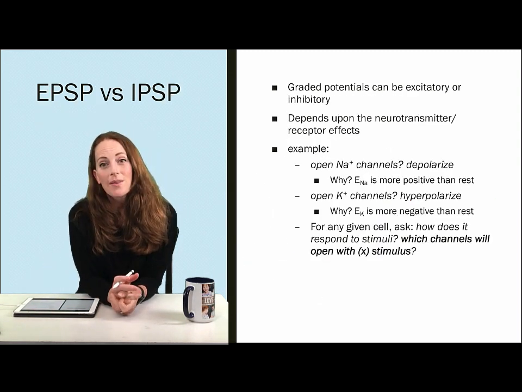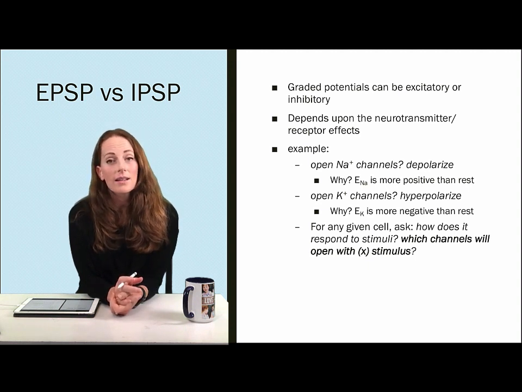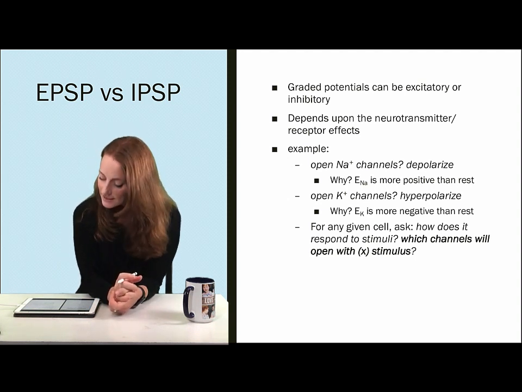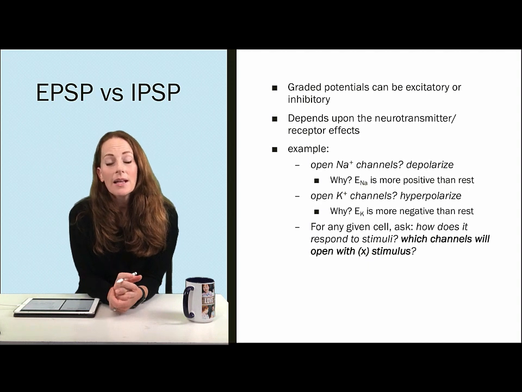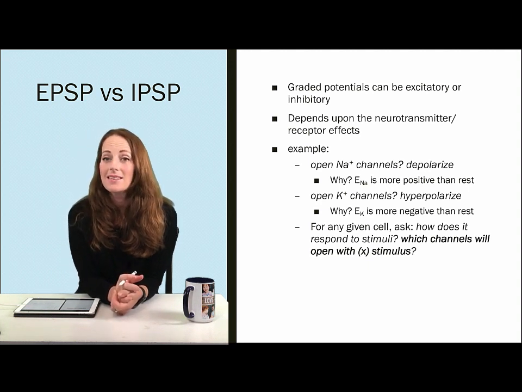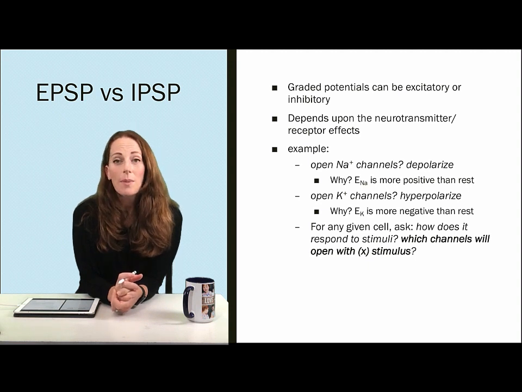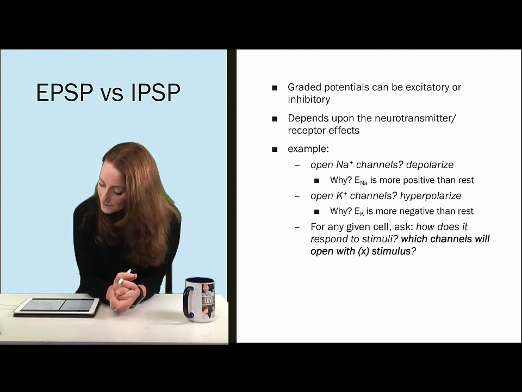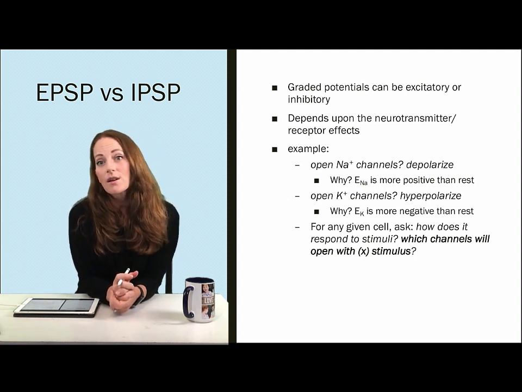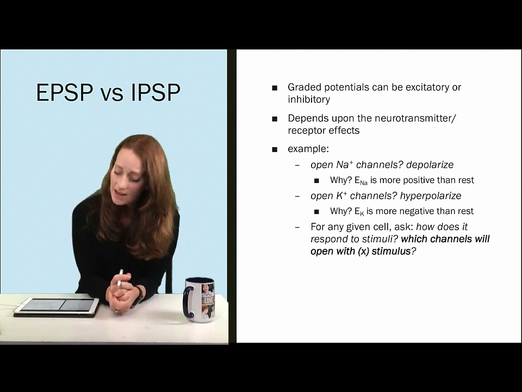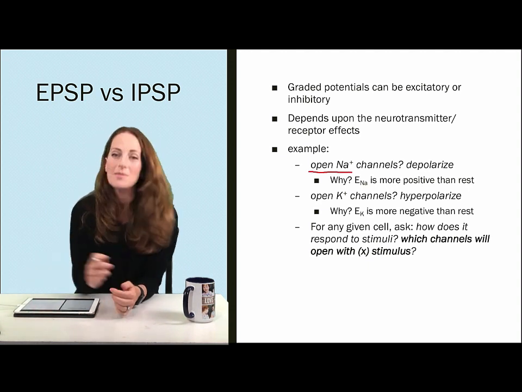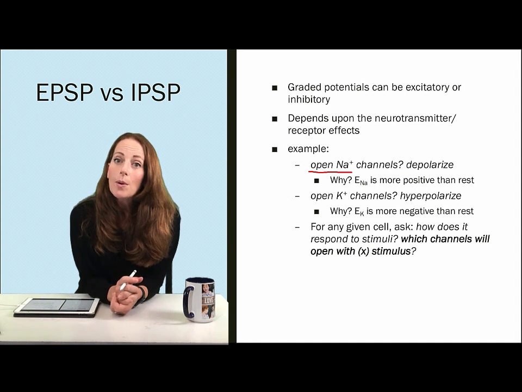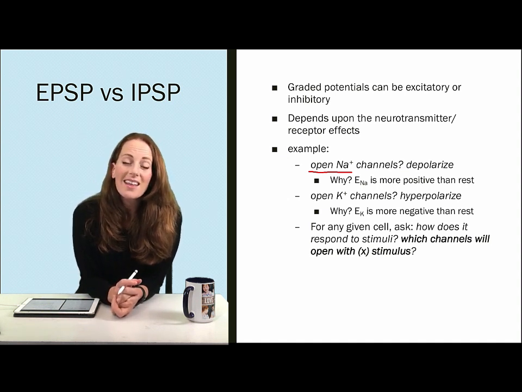It's also important to note that graded potentials can be either excitatory, depolarizing, or inhibitory, hyperpolarizing. Depends on the neurotransmitter and it depends on the receptor present on the dendrites or the cell body. So it depends on the input, and it depends on how that input is received at the dendrite or the cell body. For example, if there's a particular neurotransmitter receptor combination on the dendrite that happens to open sodium channels, what would happen? Well, those sodium channels will open and depolarize the membrane of that dendrite in that small local space.